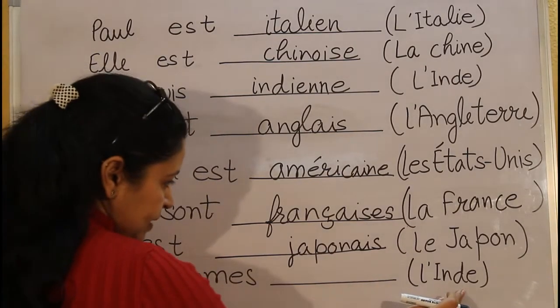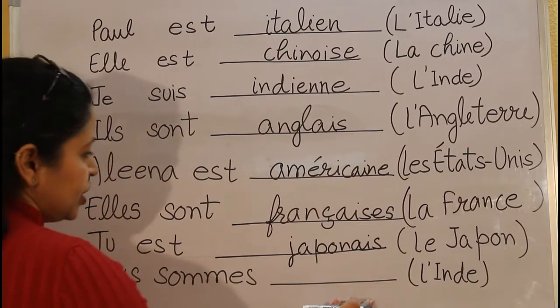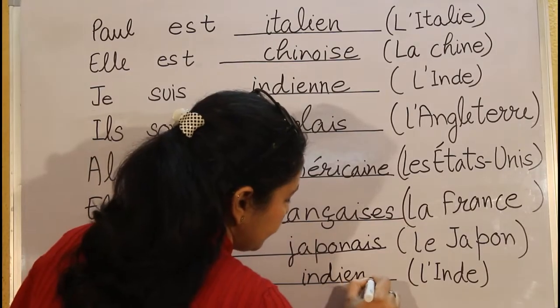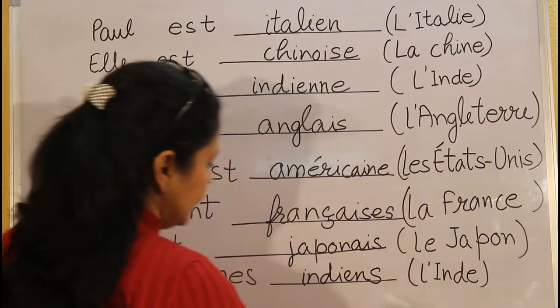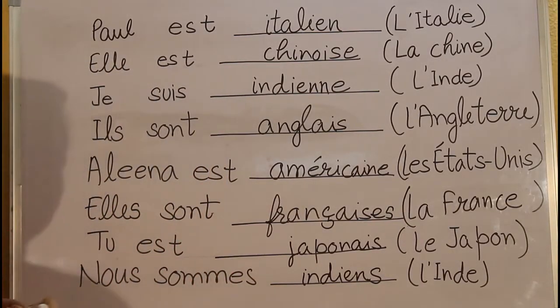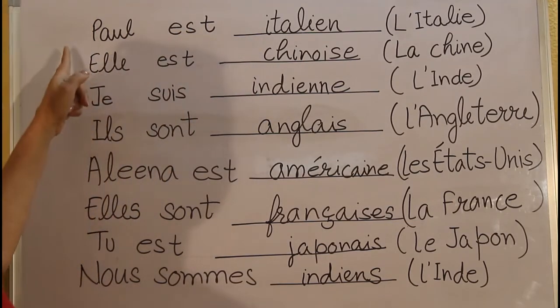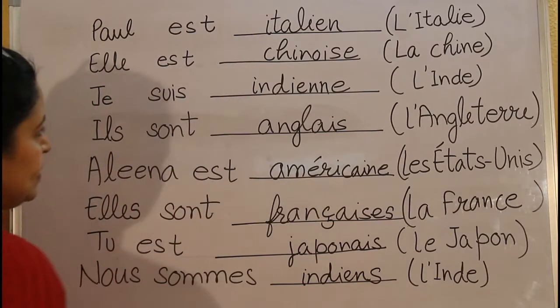Now the country name is l'Inde, means India. We are Indians now. So we'll write Indien first. Now we are plural here, so we'll write S. Indiens. Nous sommes Indiens. Now we'll revise it one more time. Paul est italien. Paul, the boy. Paul is Italian. Elle est chinoise.